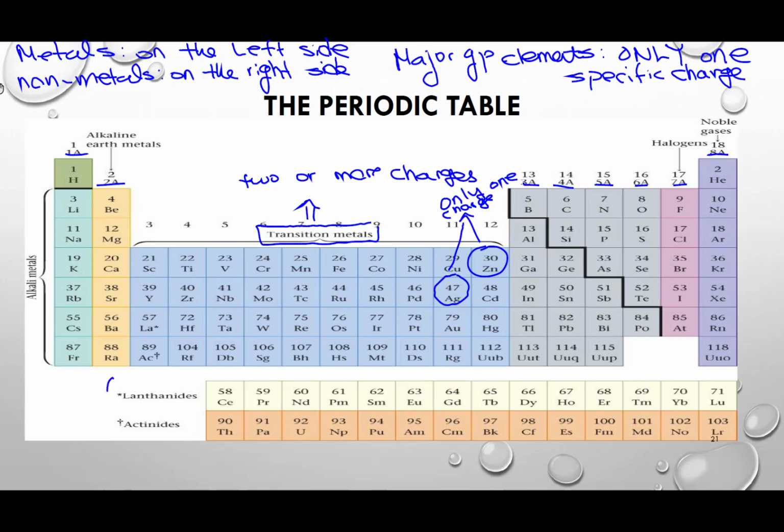Down here are the lanthanides and actinides. They are part of the transition metals. They go here and here. If you had put them there, it would have messed up the periodic table. That's why they are positioned underneath the periodic table, and they are called lanthanides and actinides.